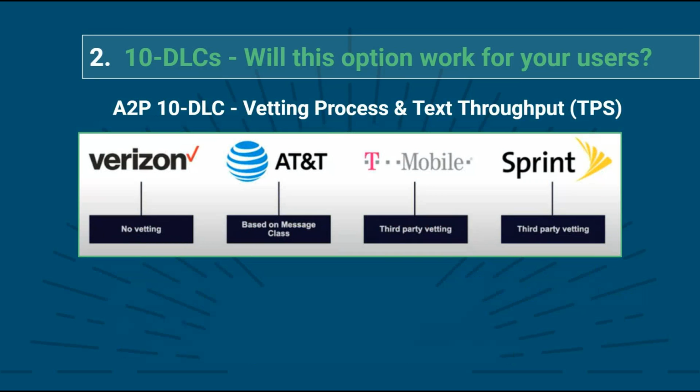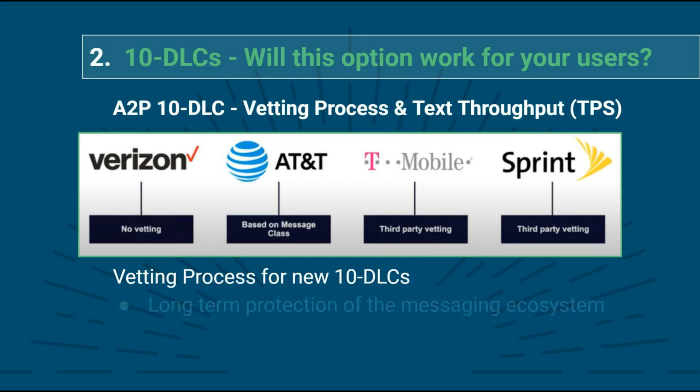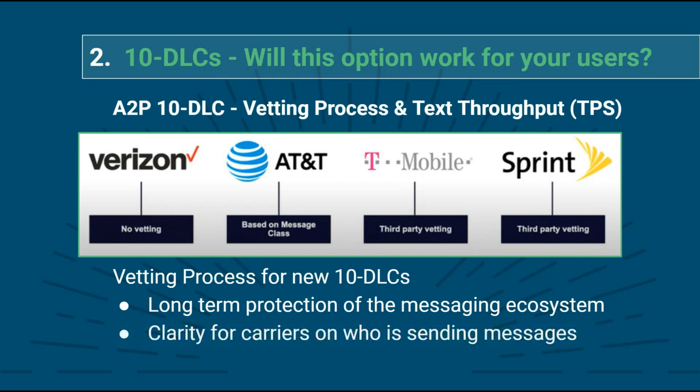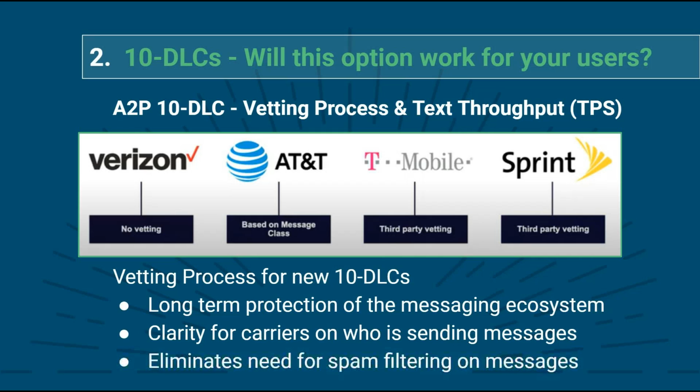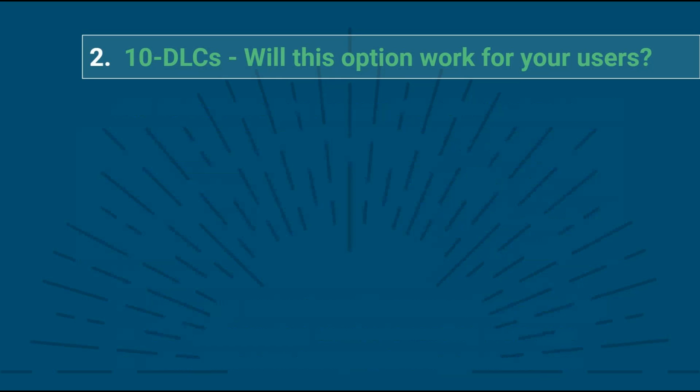Now, this vetting process is a little bit fragmented, meaning every carrier really has their own policy. So the vetting process for new 10DLCs is really meant to ensure the long-term protection of the messaging ecosystem. So the carriers do not want mobile to become the next email, right? They want to really ensure the viability of the ecosystem. They want clarity on who's sending messages, and this is part of the vetting process. And this is going to, again, eliminate the need for spam filtering on messages because the vetting process is going to happen in advance.